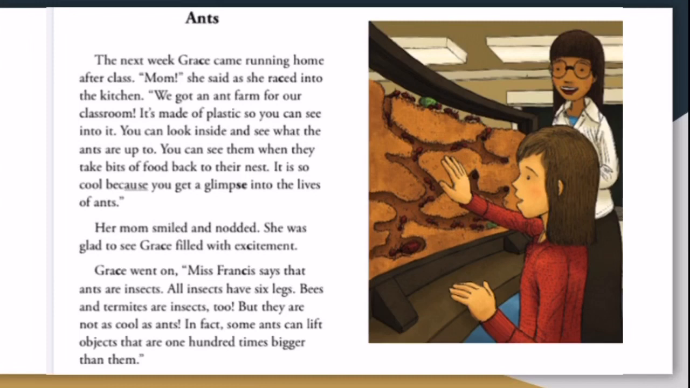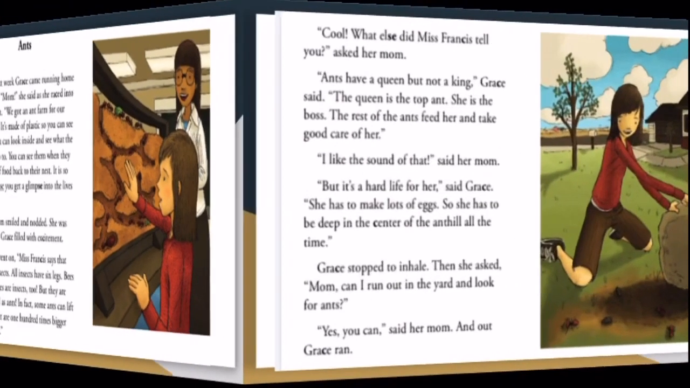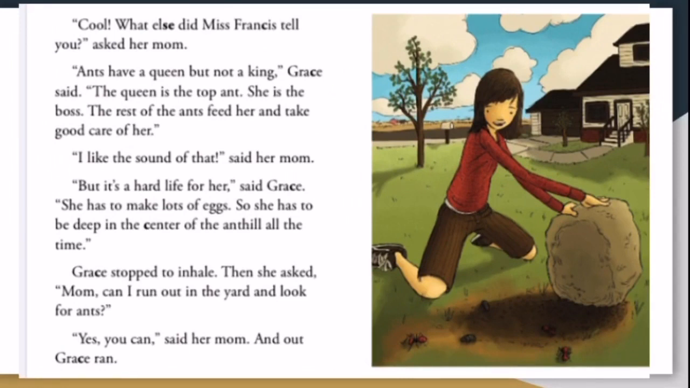Grace went on. Miss Francis says that ants are insects. All insects have 6 legs. Bees and termites are insects too, but they are not as cool as ants. In fact, some ants can lift objects that are 100 times bigger than them. Cool. What else did Miss Francis tell you? Asked her mom. Ants have a queen, but not a king, Grace said. The queen is the top ant. She is the boss. The rest of the ants feed her and take good care of her.